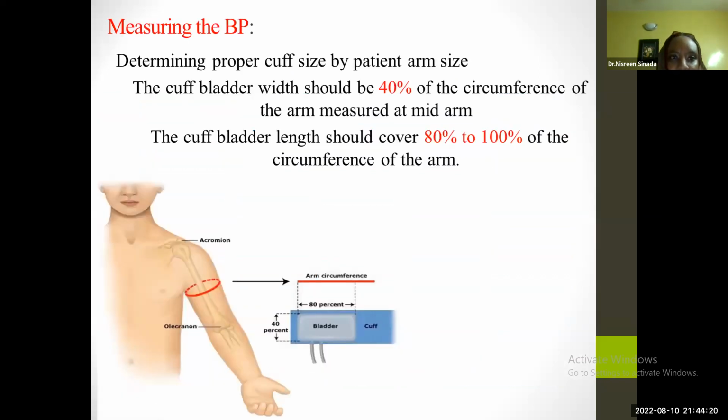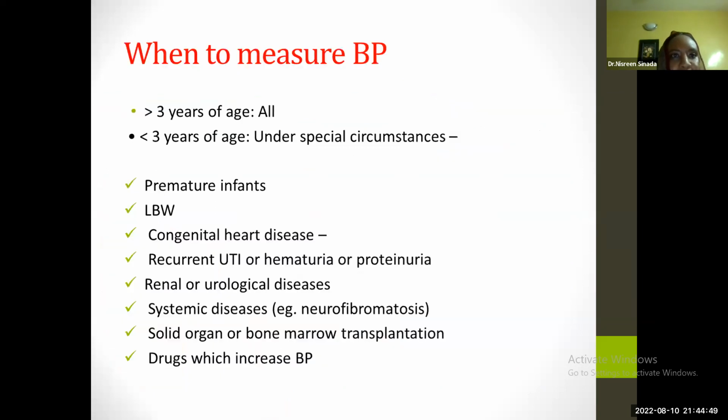This is how to measure the blood pressure. We determine the proper cuff size by the patient's arm size. We need the bladder of the cuff to be 40% of the circumference of the arm measured at the mid-arm, and the length should be 80 to 100% of the circumference of the arm. So the most important thing is the proper cuff size to measure the blood pressure, because a smaller cuff size will give you high blood pressure.